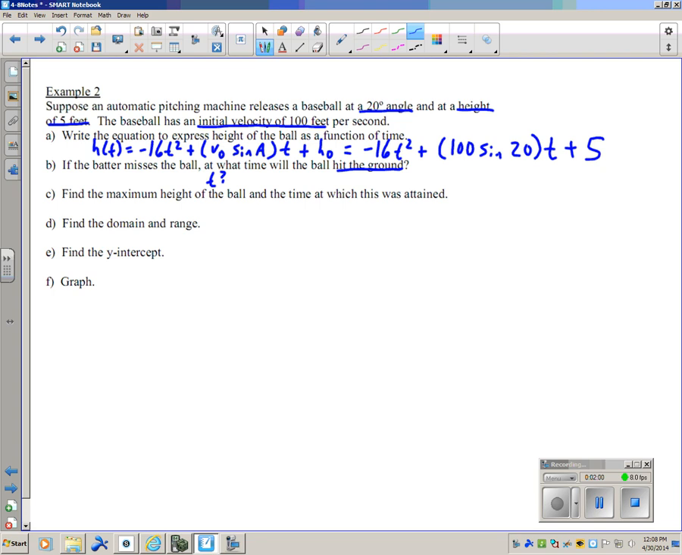It says h of t equals that. H of t is basically your height. So we can substitute 0 in for our height and keep everything else the same: negative 16 t squared plus 100 sine 20 times t plus 5. And you can also go ahead and round that 100 sine 20. You can plug that into your calculator. So I'm going to do that. 100 sine 20. Pull up my calculator here.